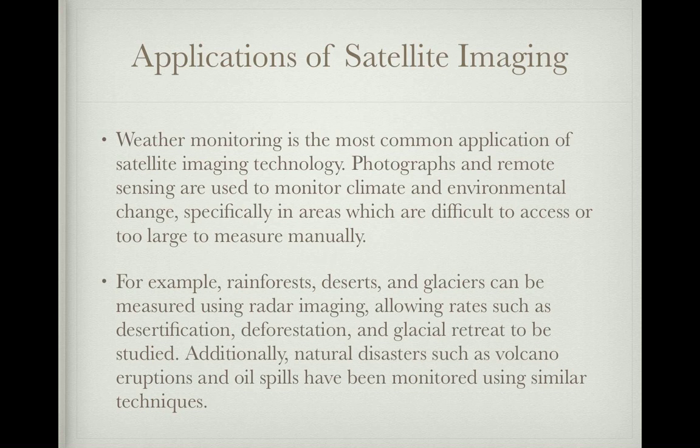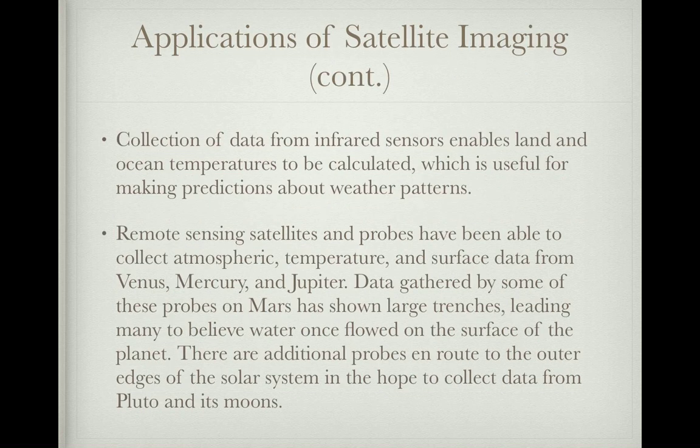For example, rainforests, deserts, and glaciers can be measured using radar imaging, allowing rates such as desertification, deforestation, and glacial retreat to be studied. These are all really significant indicators of global warming. Additionally, natural disasters such as volcano eruptions and oil spills have been monitored using similar techniques, such as the BP oil spill, which occurred last year, as many of you can relate to. Collection of data from infrared sensors enables land and ocean temperatures to be calculated, which is useful for making predictions about weather patterns.